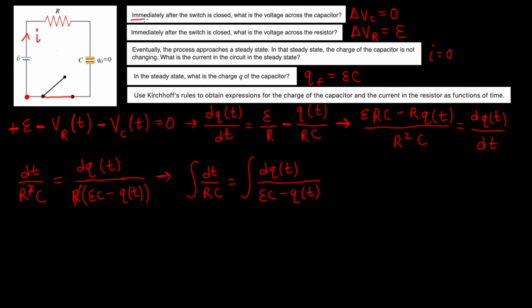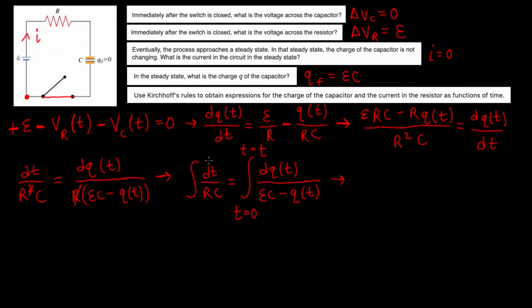And let's define the bounds of integration for the right-hand integral. So notice how immediately after the switch is closed, the time is equal to 0. And so the lower limit of the integral is 0. And let's just set the upper limit to any time t, because we're solving for the charge on the capacitor as a function of time. So we'll just set the upper limit to any time t, because we're finding the charge as a function of time.